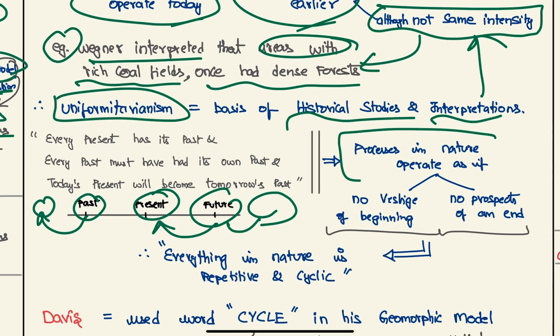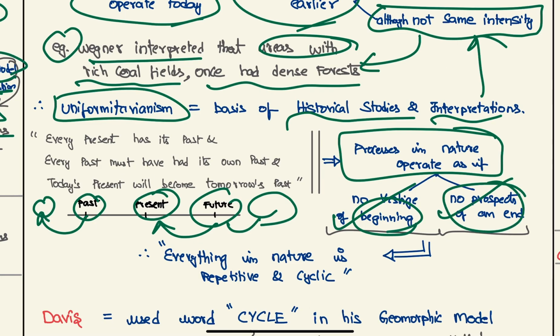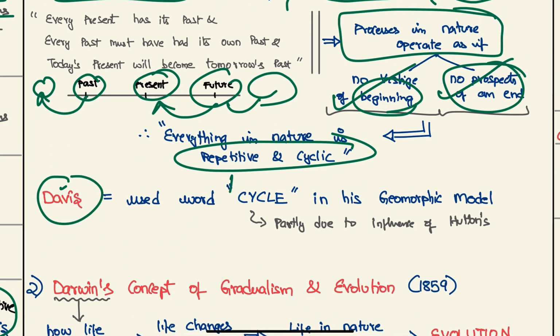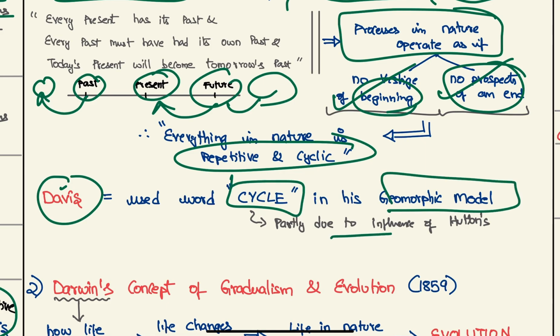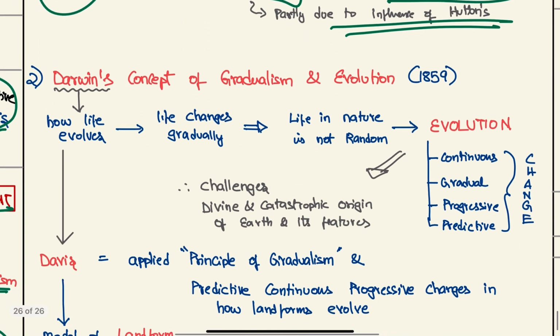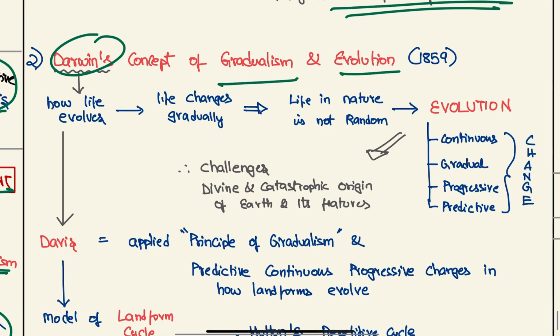The processes in nature operate as if there is no vestige of a beginning and no prospect of an end. So everything is cyclic and repetitive. Davis used the word cycle in his geomorphic model due to the influence of Hutton. Next is Darwin's concept of gradualism and evolution. Darwin has the concept of how life evolves and gradually changes.